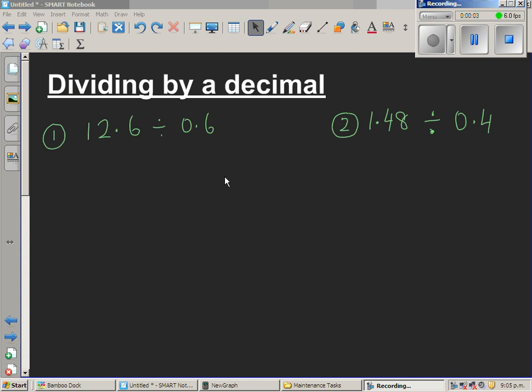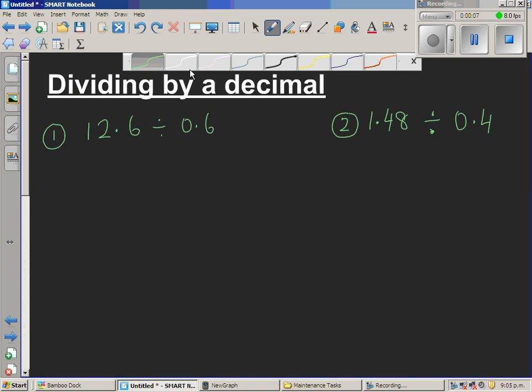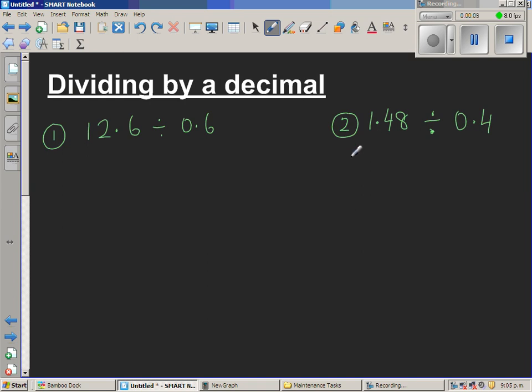Dividing by a decimal. This is one of the topics that people find really difficult because they don't have a clear understanding of what it means to divide by a decimal. So let's do some examples, which is the best way to learn anything. The first question is 12.6 divided by 0.6.